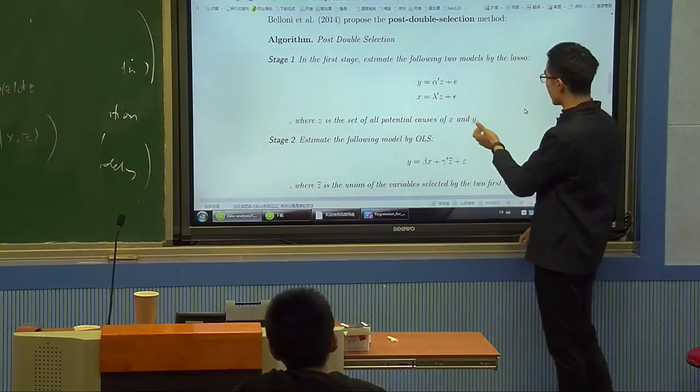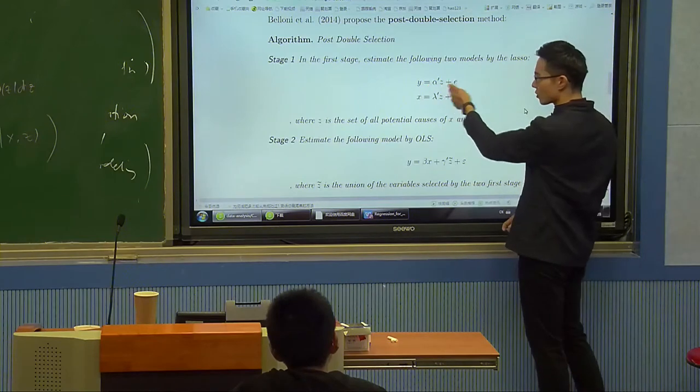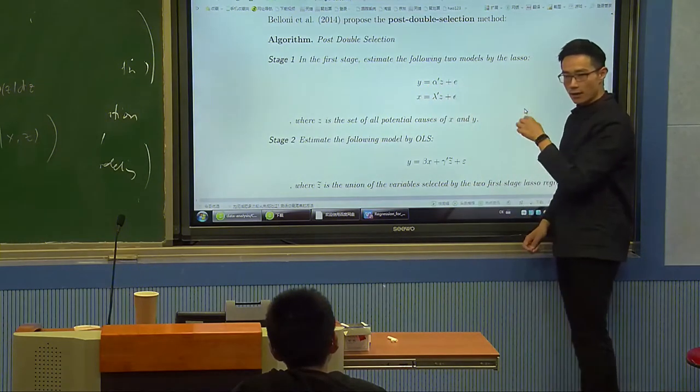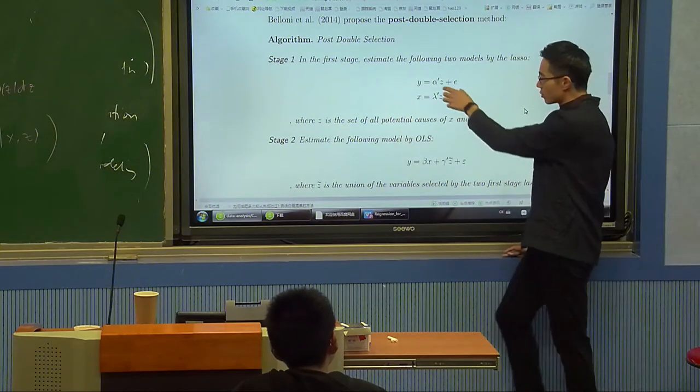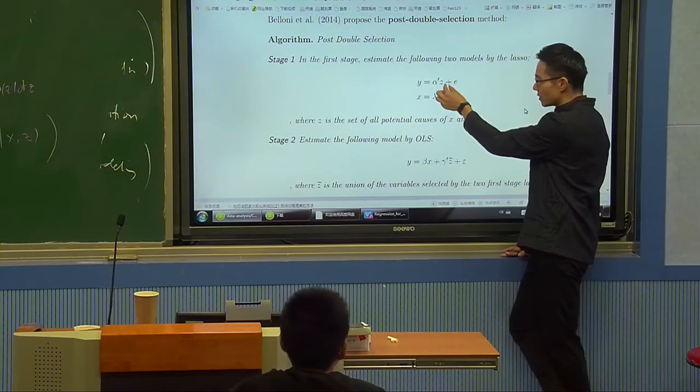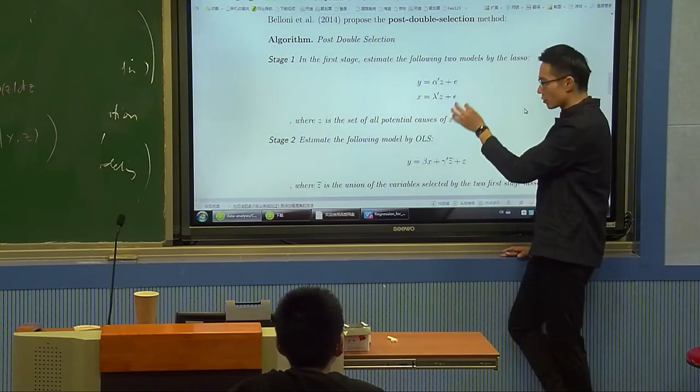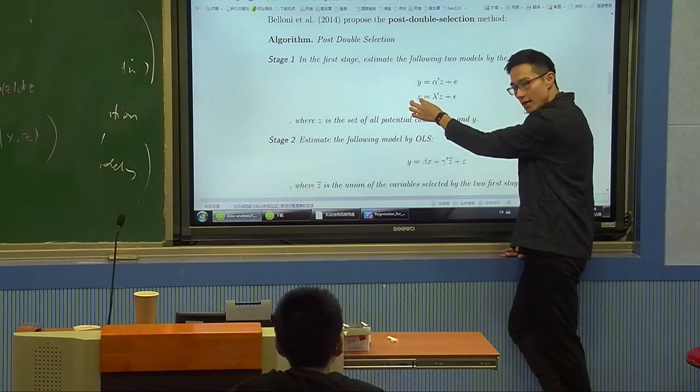Look, there's a high dimensional Z, a large set of Z, and Z includes many things. X is the treatment, Y is the outcome. So the first step is to estimate these two: Y as a function of Z, and X as a function of Z. Then, because Z is potentially high dimensional, I'm going to use lasso to pick out the Z that are relevant to the outcome, and lasso to pick out the Z that are relevant to X.